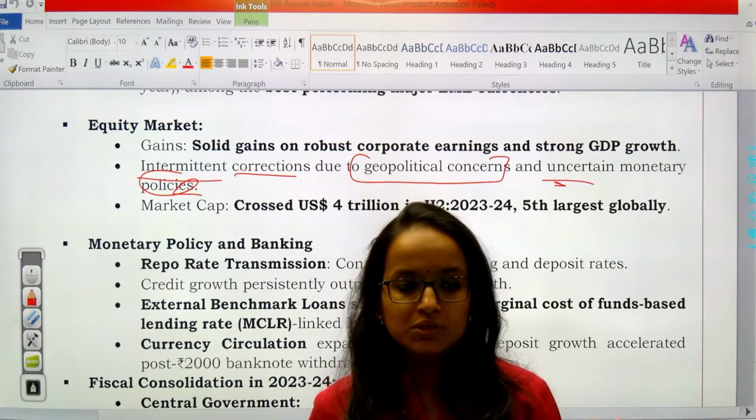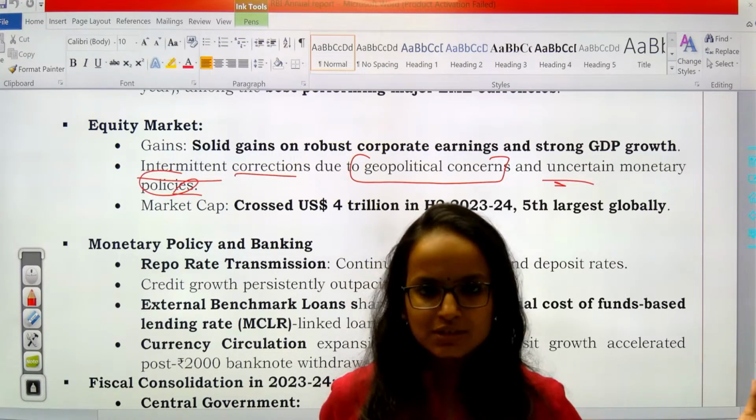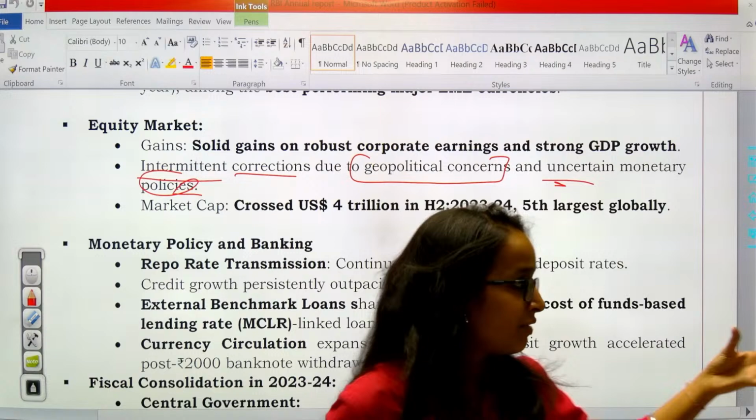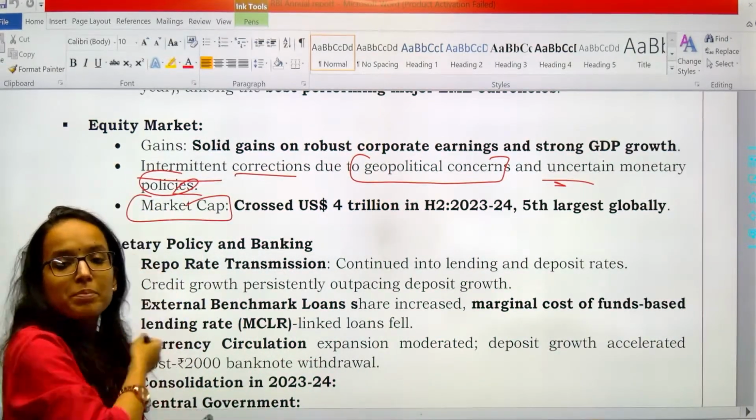Why do you want to reduce the money supply? Because you want to contain the inflation. So you all know we have discussed all these things in previous classes as well. So this is the thing. Now this is the great achievement which you should remember by heart.